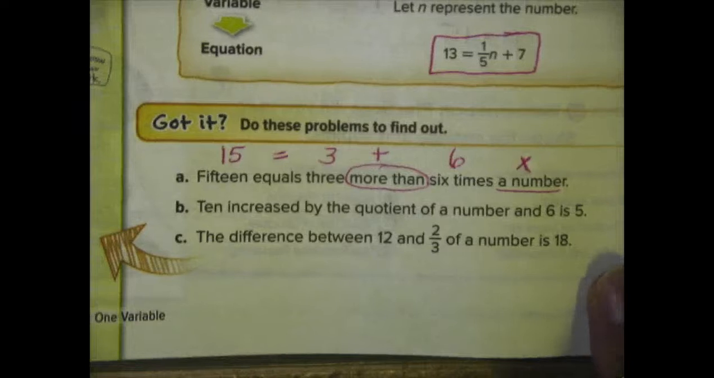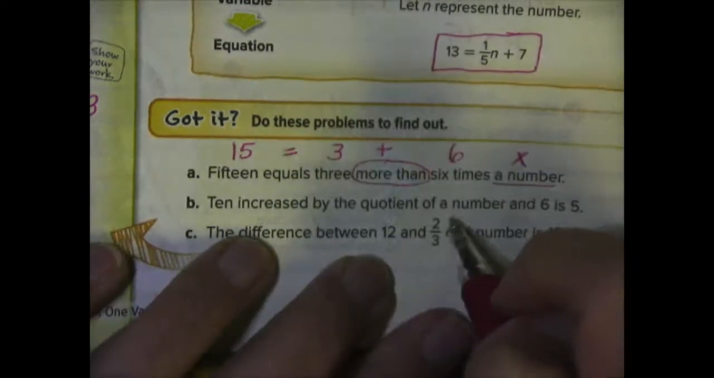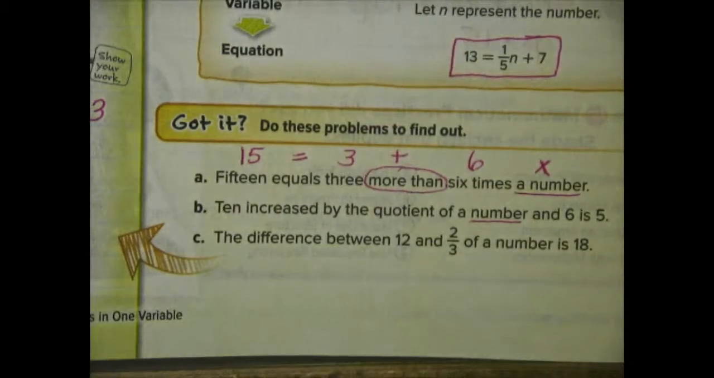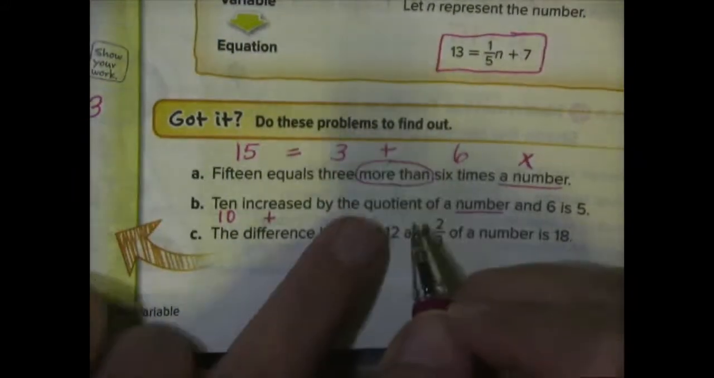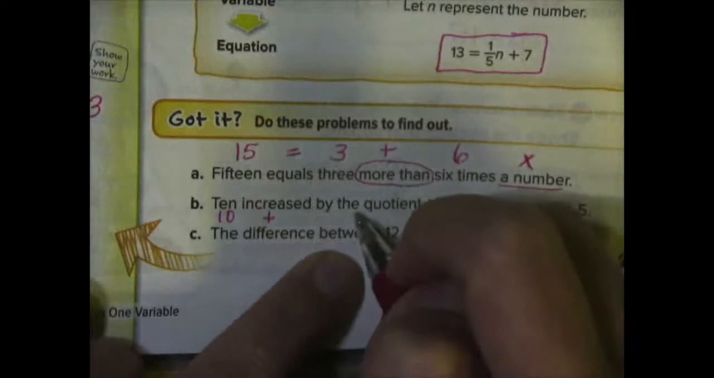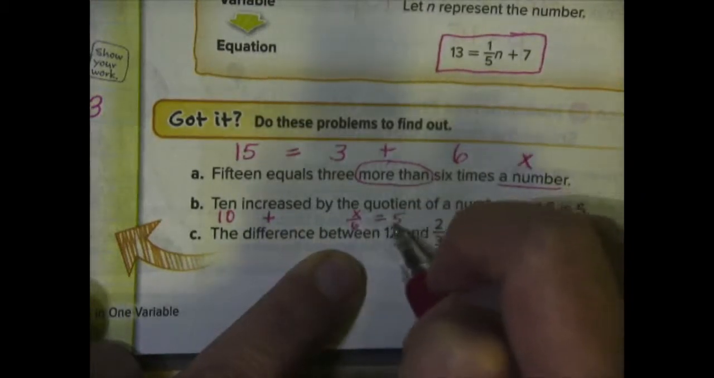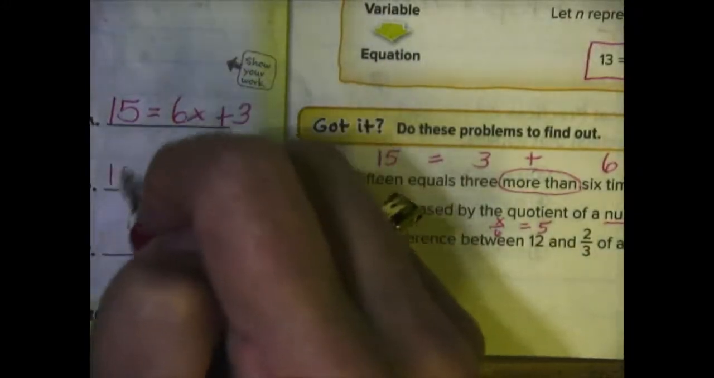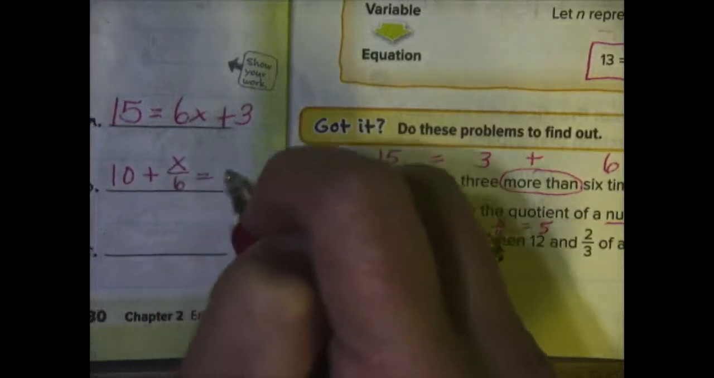Let's take a look at B. B says 10 increased by the quotient of a number and 6 is 5. A number we know is x. Quotient we know means to divide. Increased by means to add. So we're going to have 10 increased by the quotient of a number and 6. So x divided by 6 is 5. So let's put that all together over here. And we have 10 plus x divided by 6 equals 5.